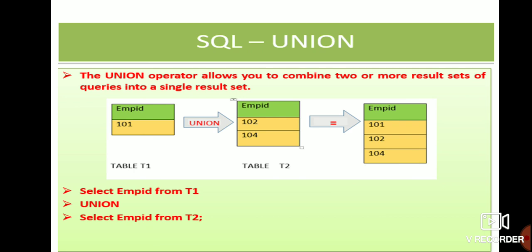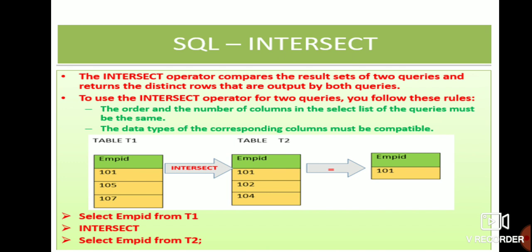Next, select UNION. Union is to combine two or more result sets of queries into a single result set. You can see there are two tables, table 1 and table 2. In table 1, 101 is there, and in table 2, 102 and 104 are there. All together you will get three outputs. The syntax is select employee ID from T1 union select employee ID from T2. I have mentioned, you can give union as well, and for minus you can write slash, not that minus symbol. Next is SQL INTERSECT.